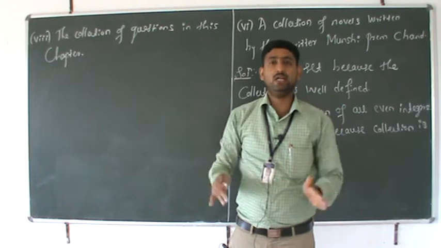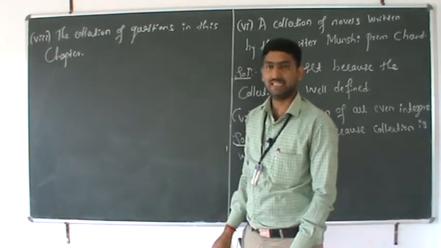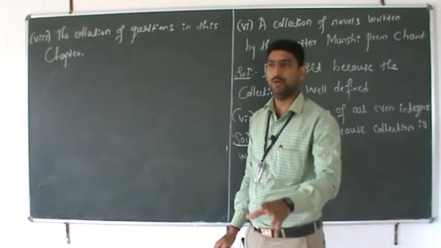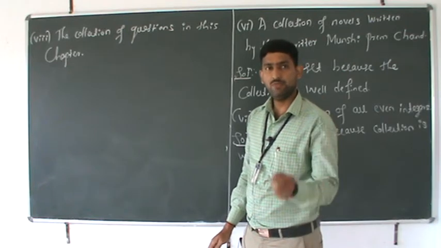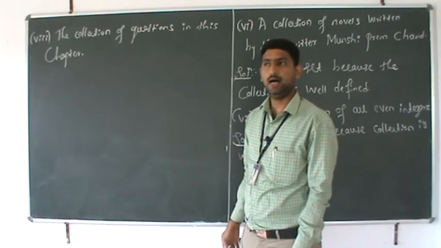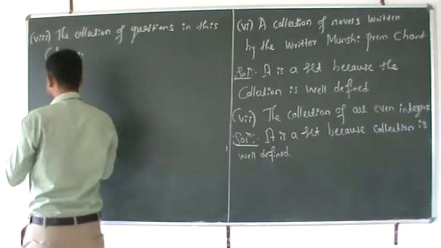Collection of questions in this chapter, the questions in the set theory topic we are studying now. Is it well defined or not? Yes, well defined. Why? Because if you count from the first question up to the last question, the value should be the same, correct? Which is well defined, correct?